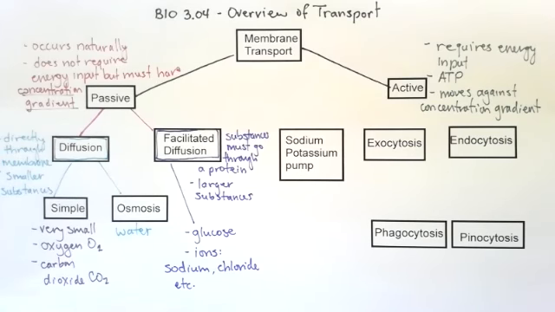All right, so this gives us an overview of what we're talking about. We've already talked about regular diffusion, simple diffusion. So this was in the last lesson. The next one's going to be osmosis, and then we'll do facilitated diffusion, and then we'll move on to active transport.